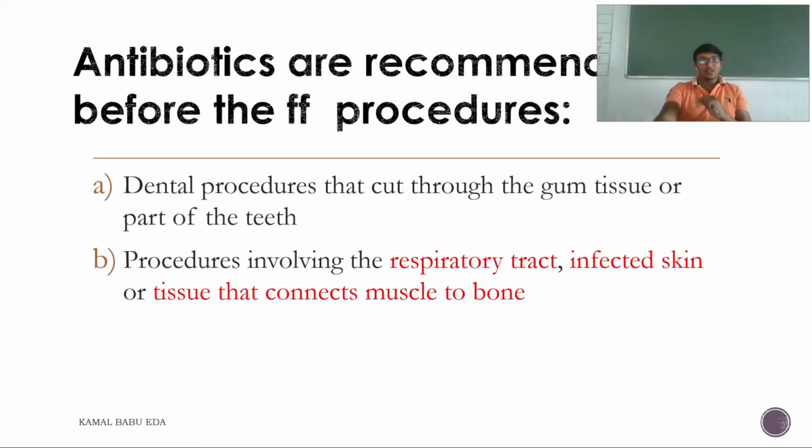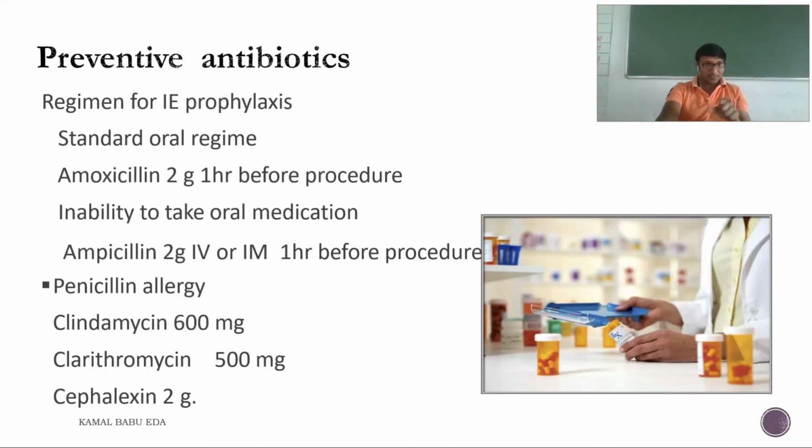So with this I would like to end the session here. This is also the same thing which I have discussed earlier. What are the antibiotics recommended before the procedure? Whenever you are involving any kind of procedure involving the respiratory system or infected skin or tissue that connects the muscle and bone, then you have to go for prophylaxis treatment. So these are the preventive antibiotics: amoxicillin, ampicillin. If they are penicillin allergic, we are going for clindamycin, clarithromycin and cephalexin.